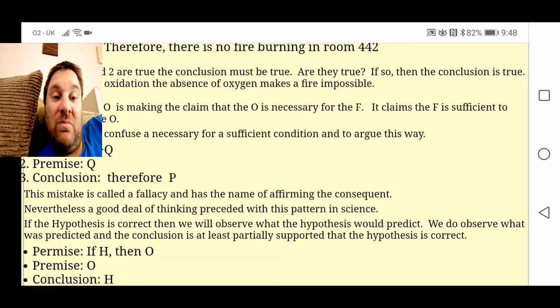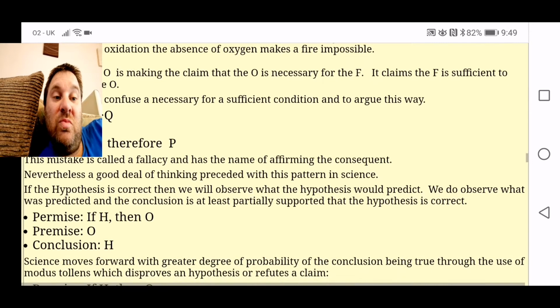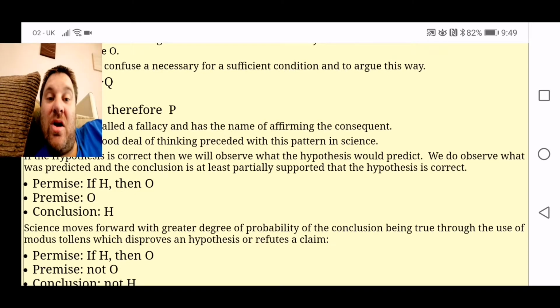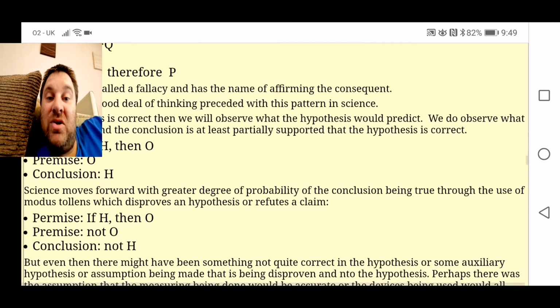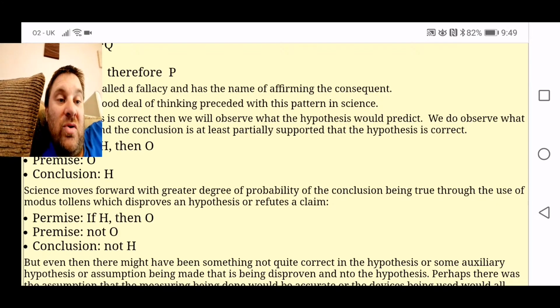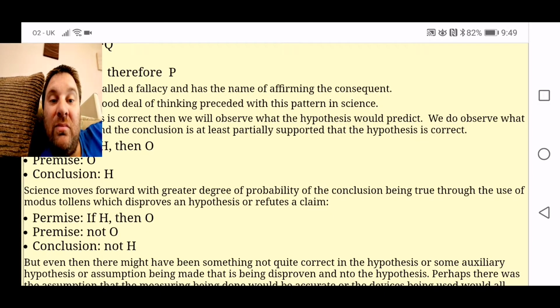Nevertheless, a good deal of thinking proceeded with this pattern in science. If the hypothesis is correct, then we will observe what the hypothesis would predict. If we do observe what was predicted, then the conclusion is at least partially supported that the hypothesis is correct. Major premise: if H, then O. Minor premise: O. Conclusion: H. Science moves forward with greater degree of probability of the conclusion being true through the use of modus tollens, which disproves an hypothesis or refutes a claim. If H, then O, not O, therefore not H.